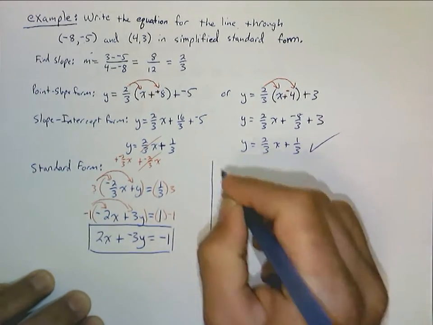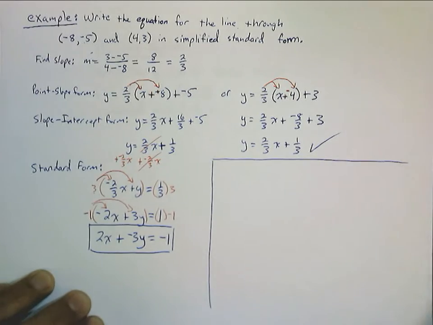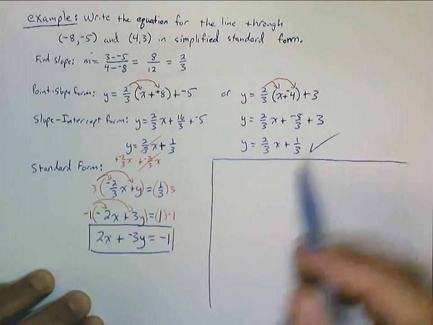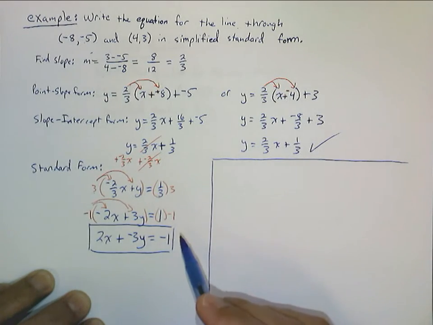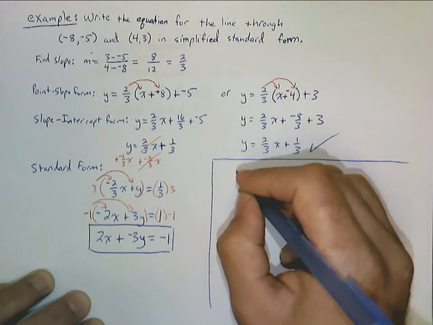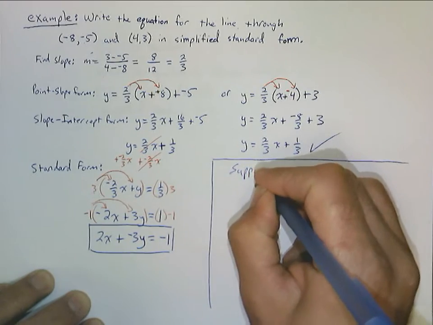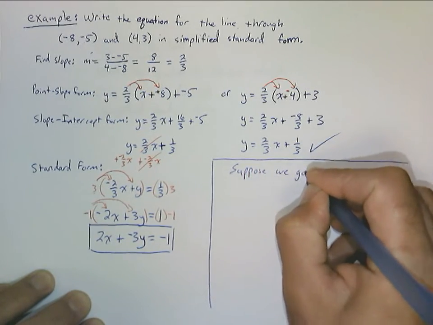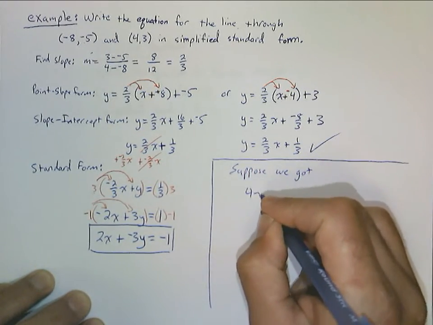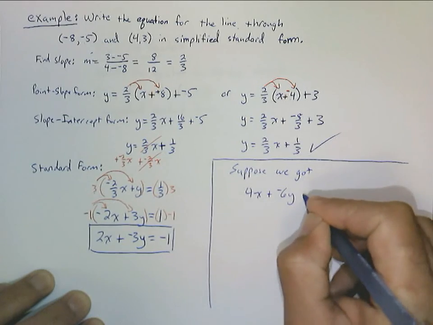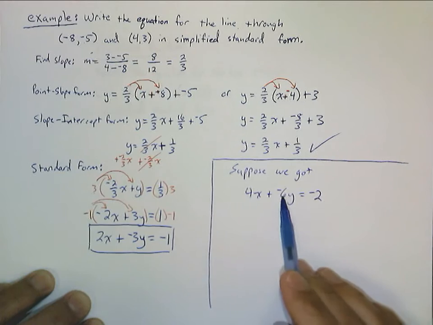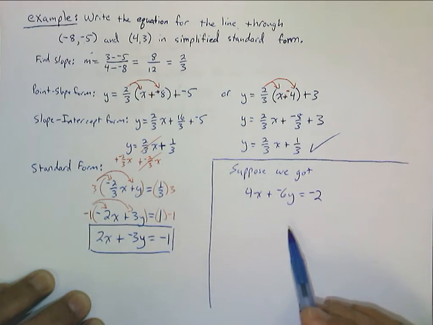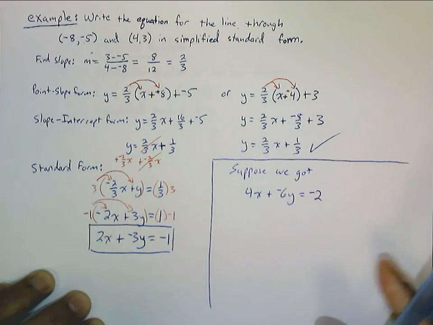Now just one quick little thing. Sometimes you're going to end up with a situation where the coefficients and the constant term do have a common factor other than 1. So suppose we got something like this: 4x plus -6y is equal to -2. Notice here, all three numbers have the common factor of 2. Easy to deal with that too.